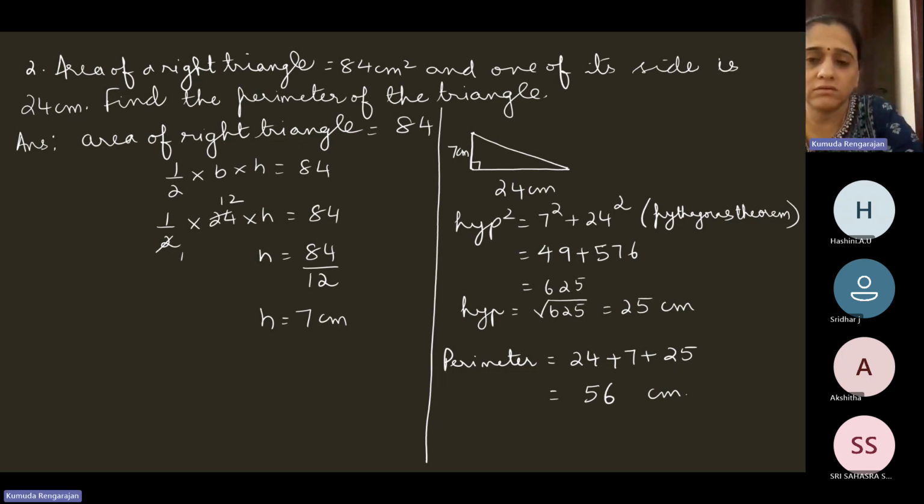So the figure is a right triangle. We are given the area of the triangle and one of its sides. When it's given one of its sides, it is one of the legs, meaning it is not the hypotenuse. If that side is the hypotenuse, it will be mentioned. It's just given as one of its sides, so it is one of the legs.